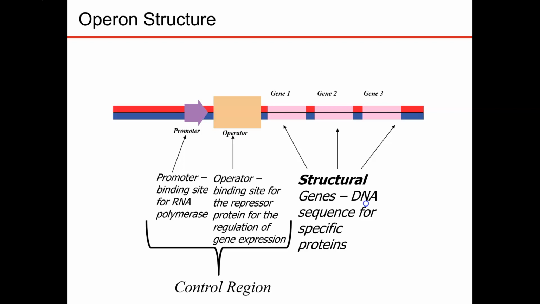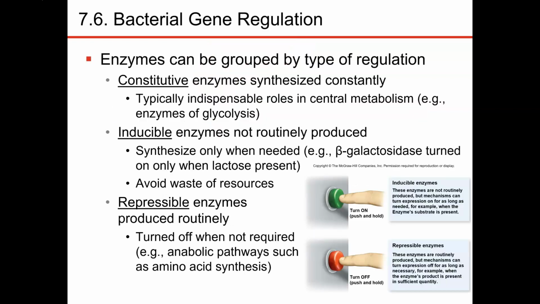So here we have that control region where we have a promoter site and an operator site. Promoter site is where RNA polymerase will bind. The operator site is where genes that control the running of the operon bind. And then we have the structural genes here that actually function together, producing some response.